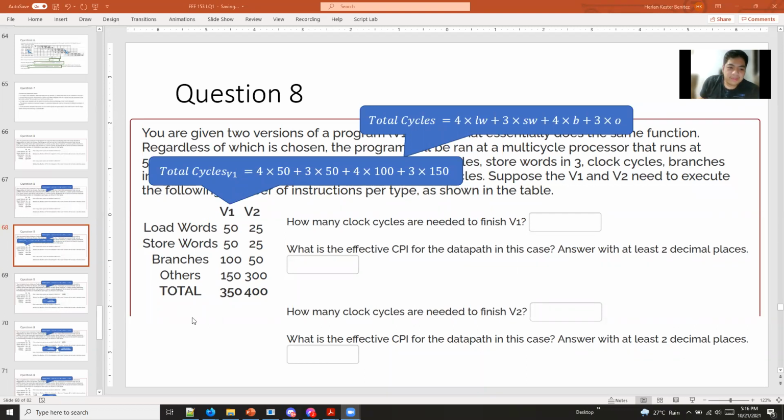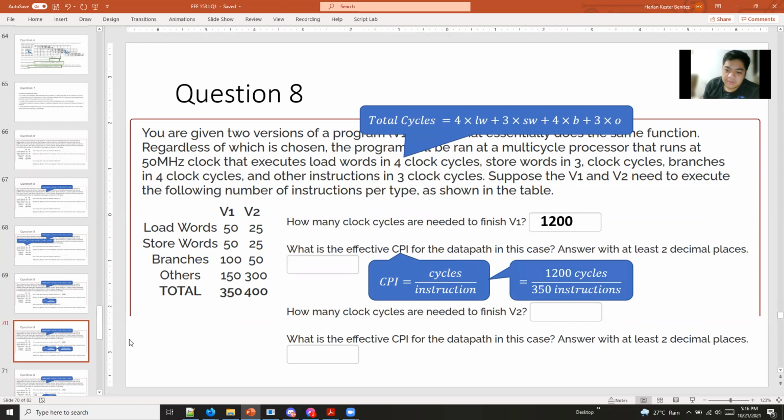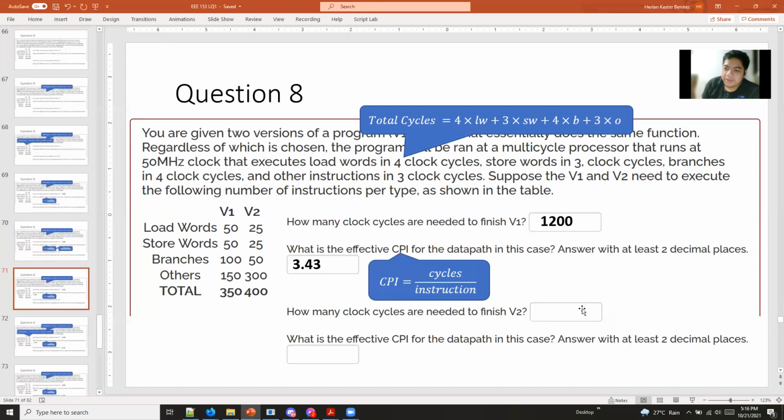And tapos total mo lang. Tapos gamit ang mental math. Ang sagot ay 1200. And then what is the effective CPI for the data path in this case? So ang CPI ay cycles per instruction. So meron tayong 1200 clock cycles for a total of 350 instructions. So 1200 over 350, 3.43. So ganun na siya kadali. Parang reading comprehension lang talaga.